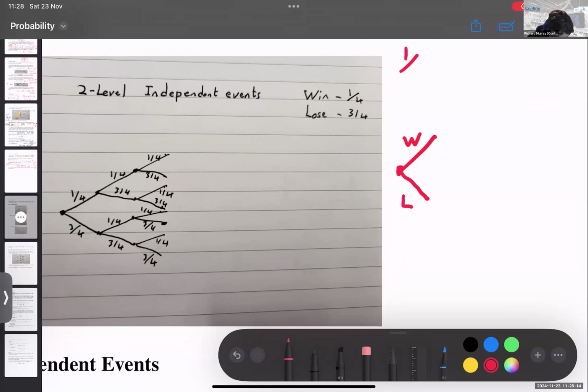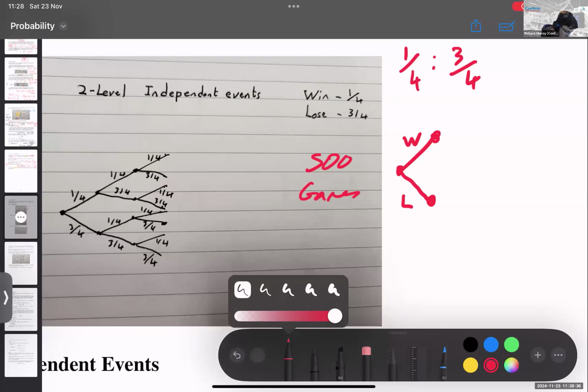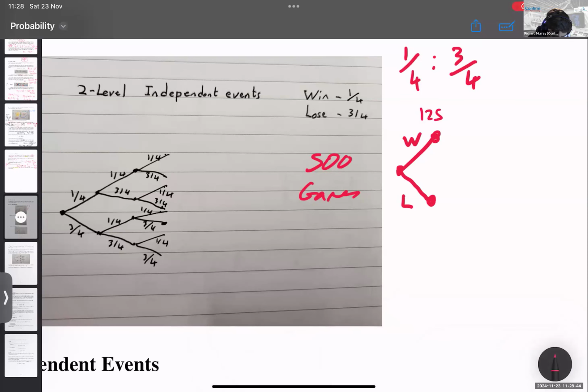And if we know that a win is a 1 in 4 chance and a lose is a 3 in 4 chance, we can say that if there were 500 games, 1/4 of these people were going to be using our expectation values here. So 1/4 of our 500 games are going to have won, which means that there's going to be 125 people up here, and there's going to be the balance of our people, which is 500 minus 125, down here, 375 people lost.